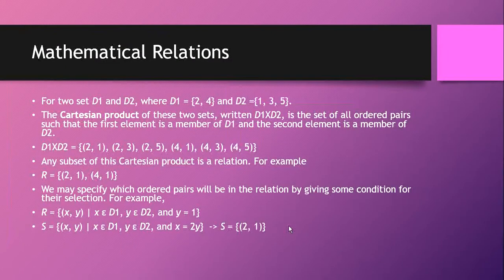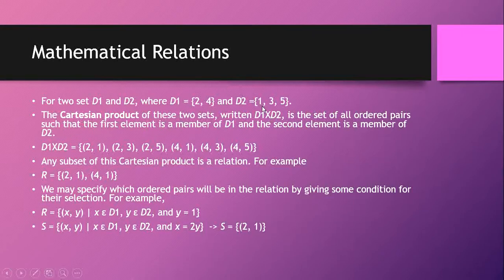The concept of relational database was derived from mathematical relations. Consider two sets D1 and D2. For D1 we have two values, 2 and 4, and D2 is equal to 1, 3, 5. The Cartesian product of these two sets, D1 cross D2, is the set of all ordered pairs such that the first element is a member of D1 and the second element is a member of D2.